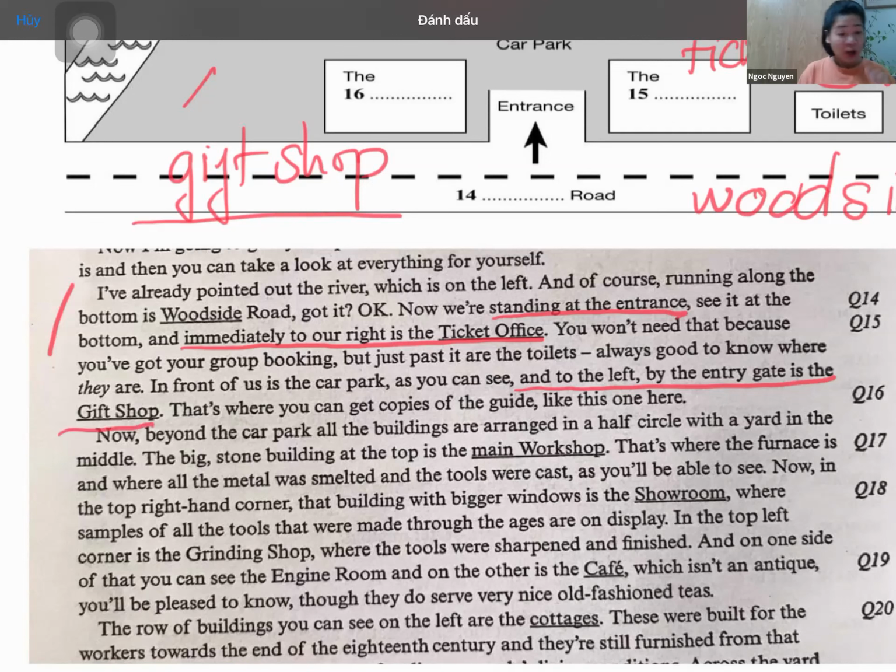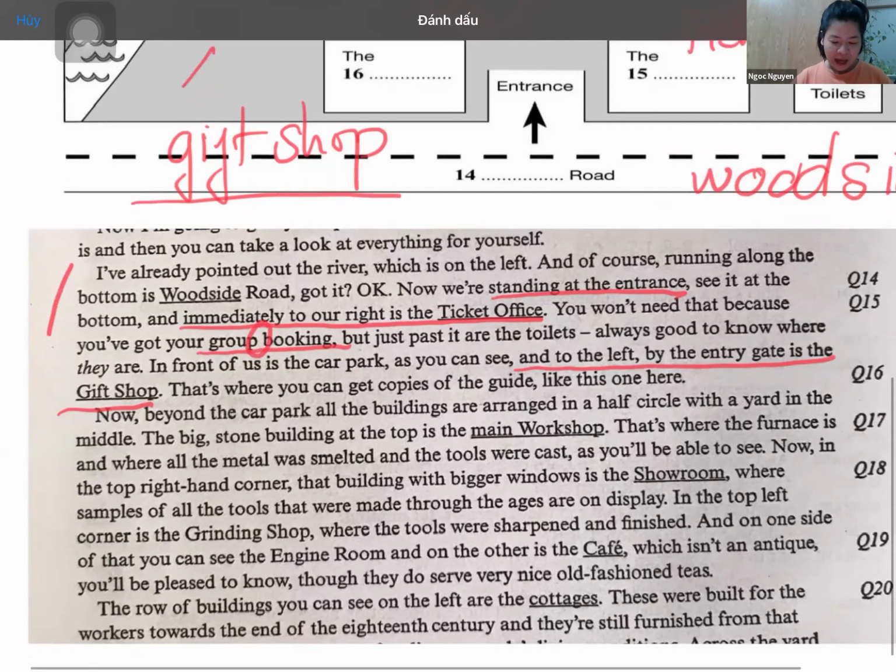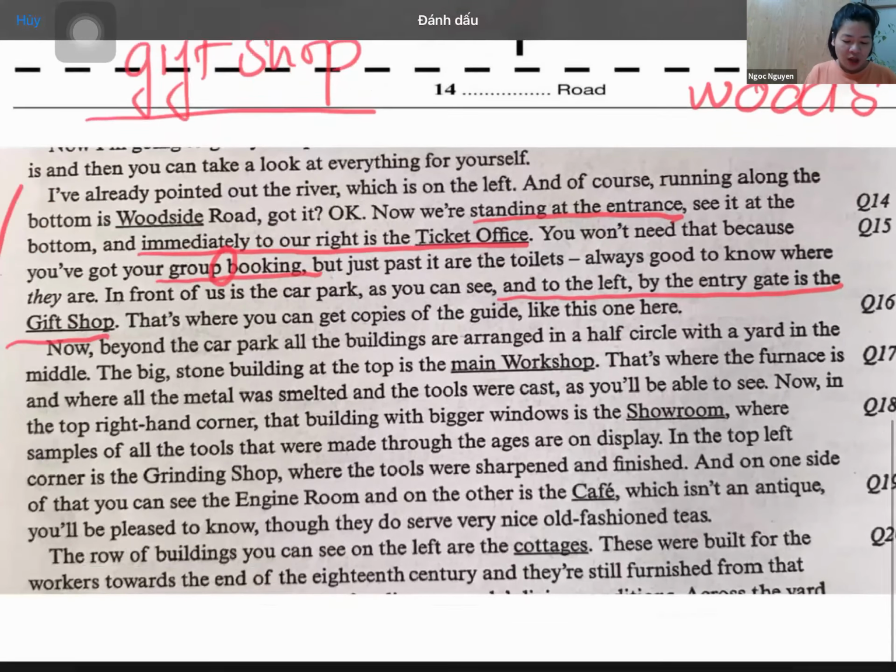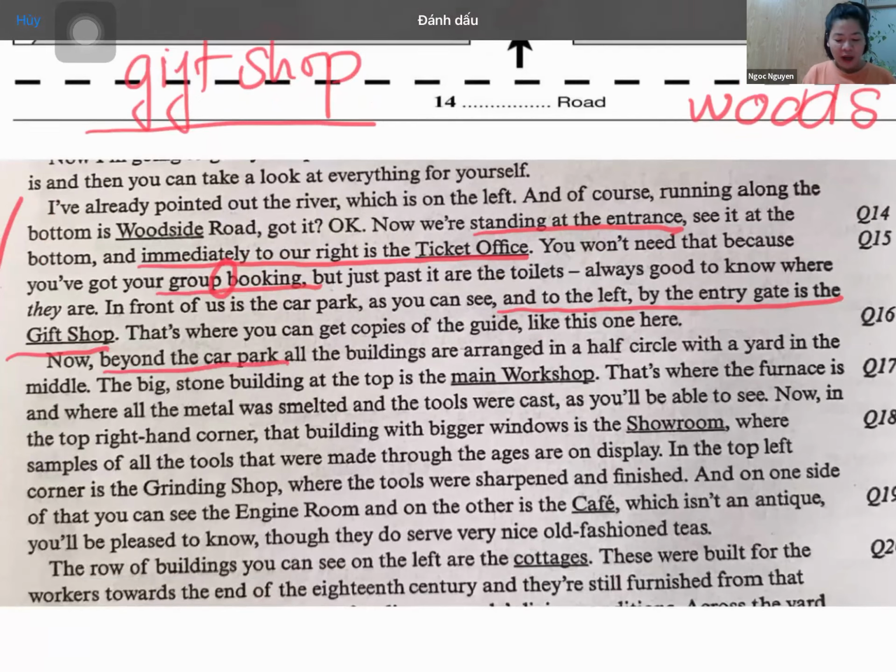Also, you see here a very interesting thing is a word group: booking. Group is a noun, booking is a noun. They come together, and you don't need anything in the middle. Group booking. And you will see here beyond the car park, you go along the way at the top, the main workshop, correct? And also you see here top right hand corner, or top right corner, the showroom.